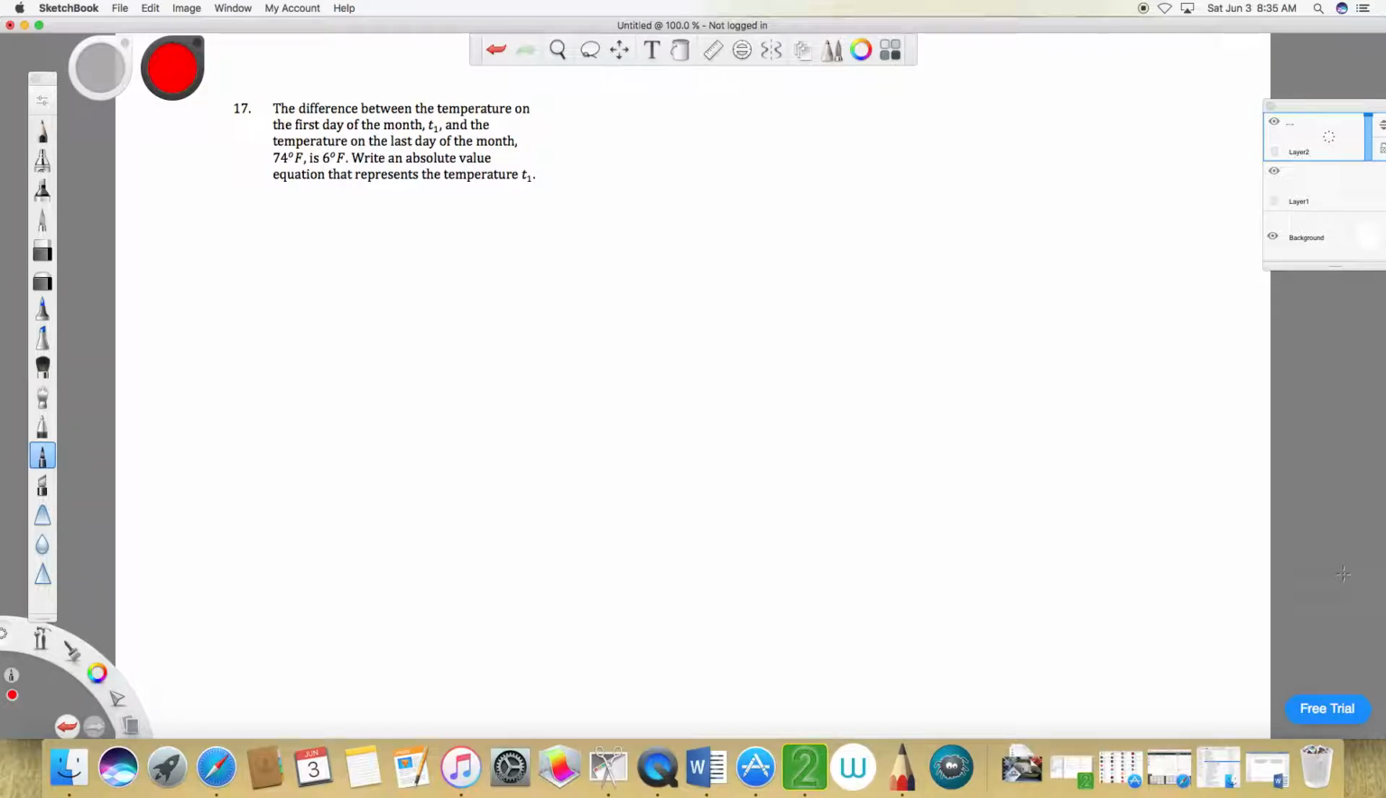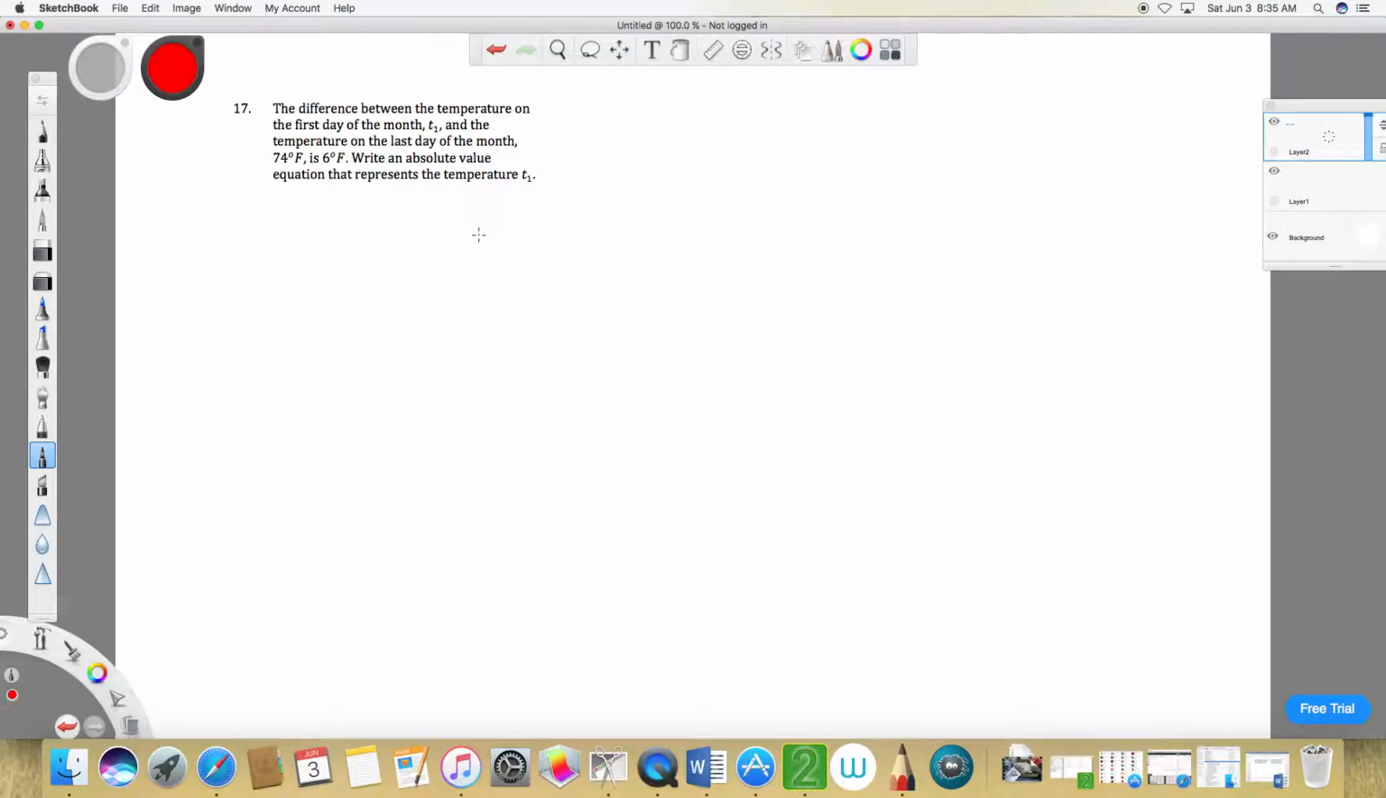So we don't know this temperature T sub 1. The only reason they're calling it T sub 1, I'm sure, is that the 1 just means it's the first day of the month. So in our work, if we really wanted to, we could just simply call it T. But let's keep it with the variable that the problem defined. Let's keep it as T1.